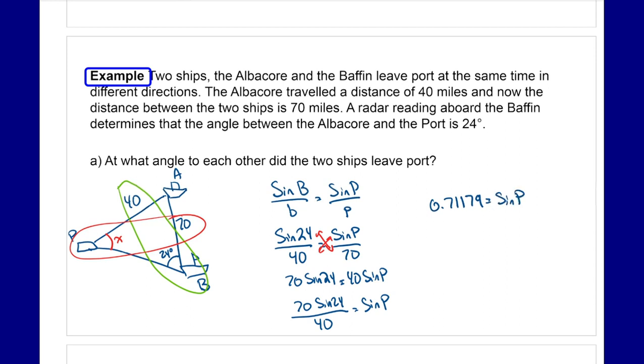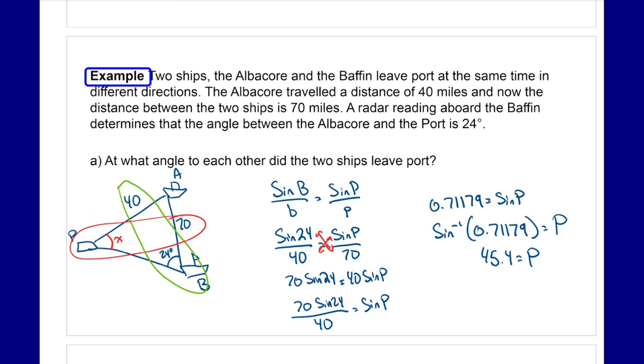However, that should look like an incorrect angle, right? That looks way too small to be an angle. And that's true because we still have one last step. Remember, anytime we're trying to solve for an angle, we have to use the inverse. So sine -1 of 0.71179 equals angle P. So we should get an angle of 45.4 degrees is equal to that angle.